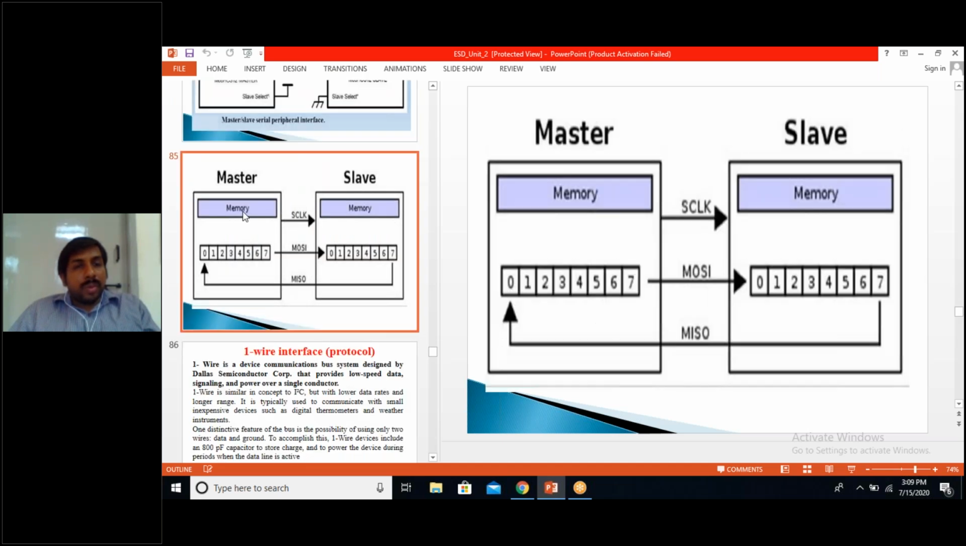So each will have the memory. S clock is synchronous between master and slave, and MOSI means master out slave in, MISO means slave out master in.